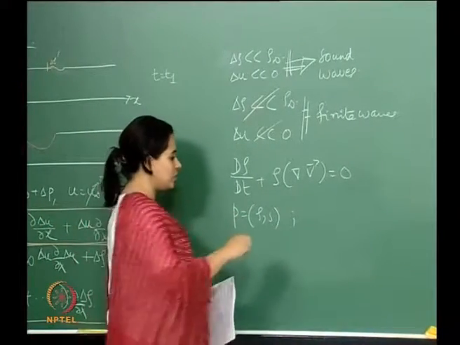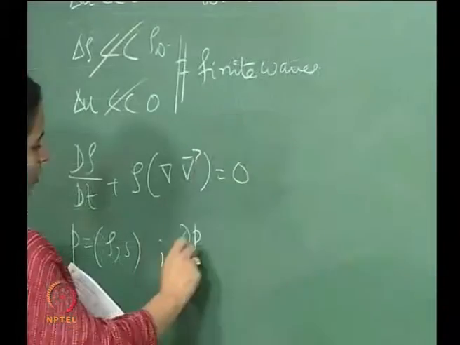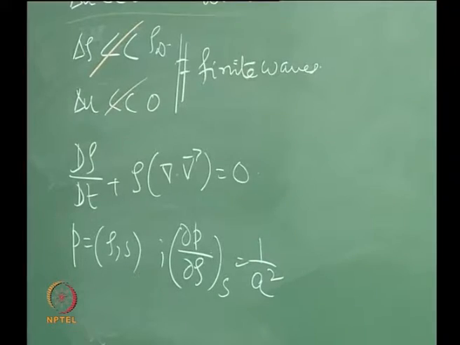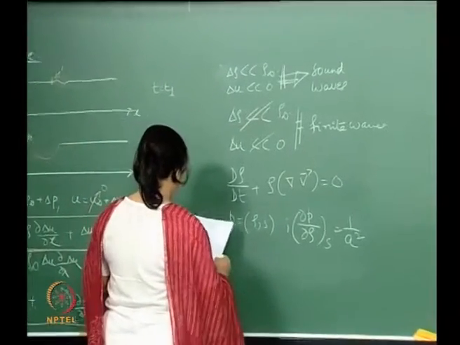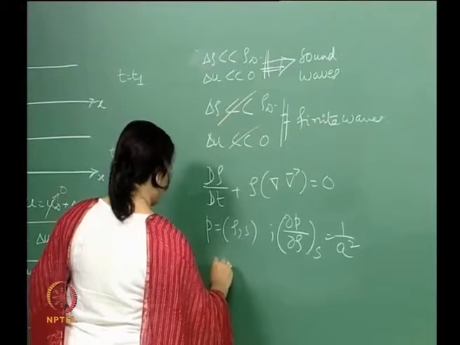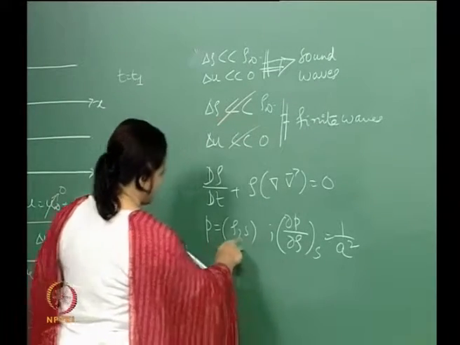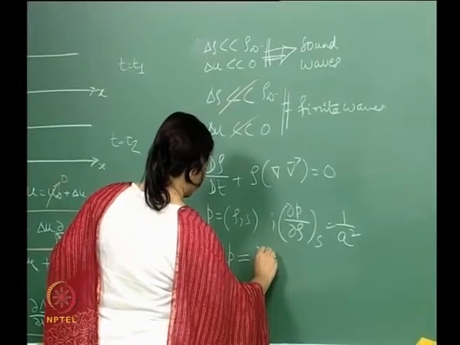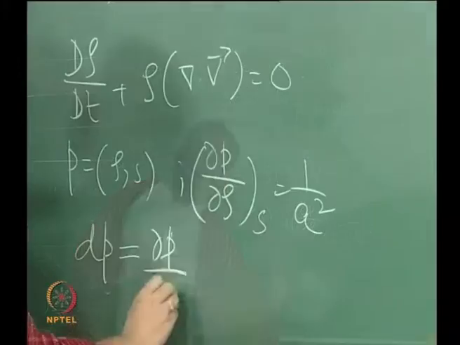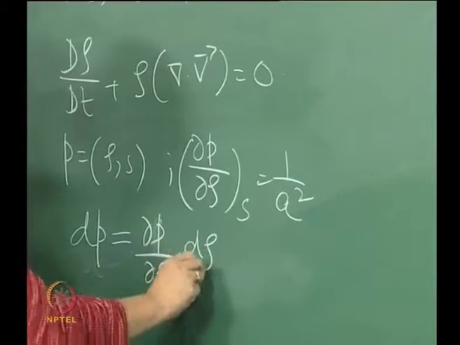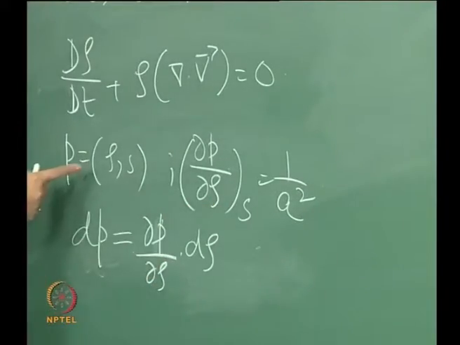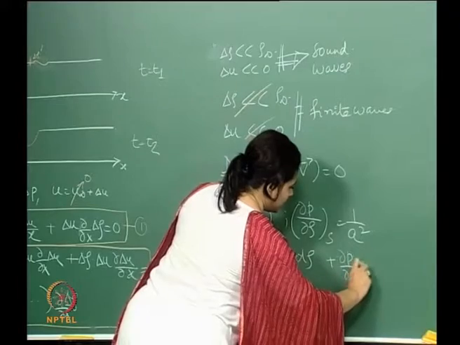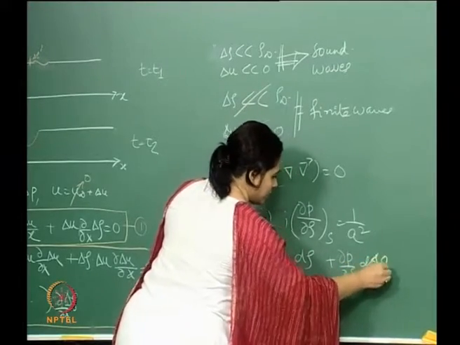So, the change in density is 0. Therefore, ds dt is 0. So, what we got from here was this. Now, what I get from here is dp, and the other term which is del p del s into ds. This will go to 0, because this is an isentropic process.